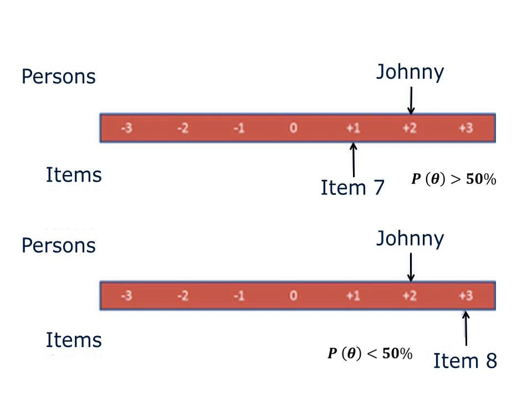In the lower graph, Johnny is on the left side now, so the probability of success in item 8 will be below 50%. And the more Johnny goes to the left, the lower will be this probability. What if Johnny and a hypothetical item 9 are exactly in the same place on that theta scale? Then we say that the probability is estimated to be exactly 50%.